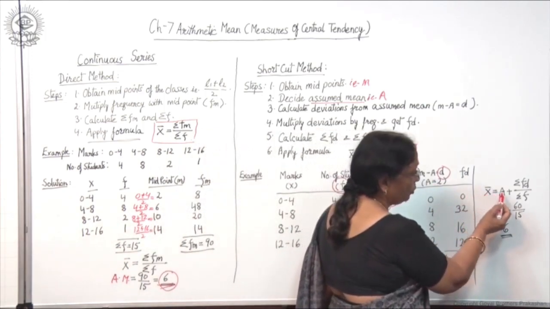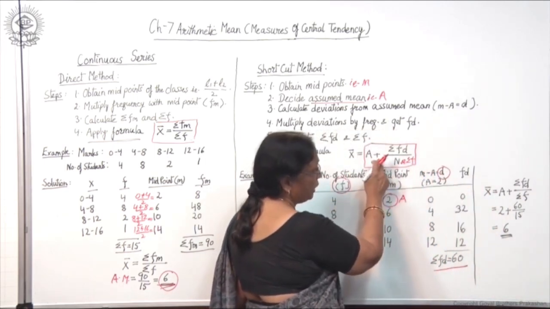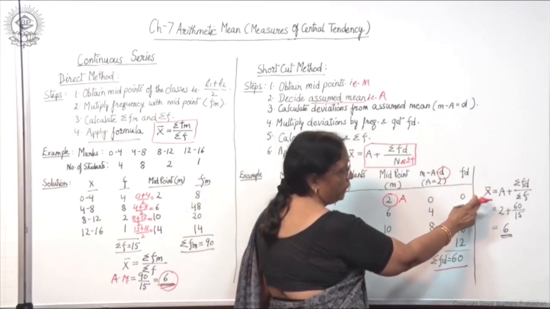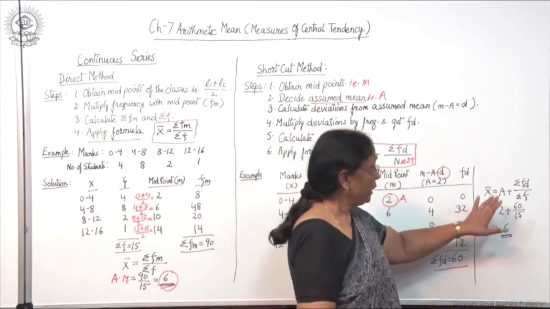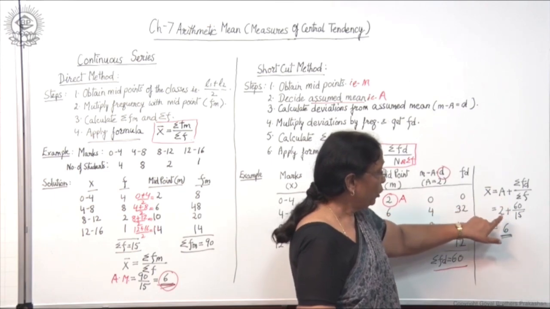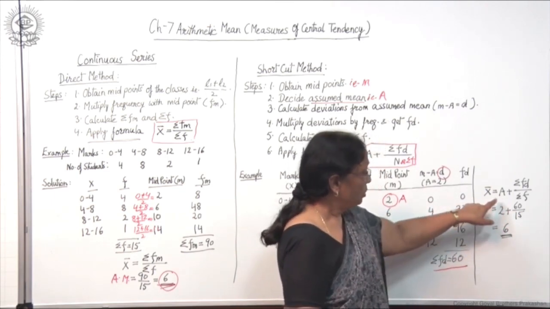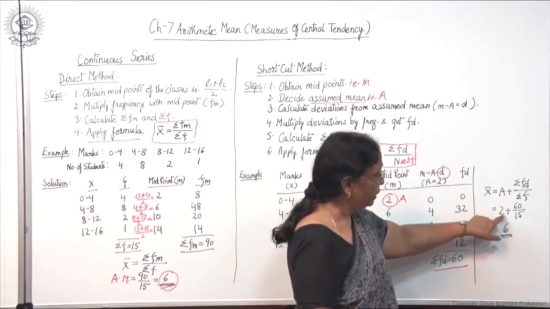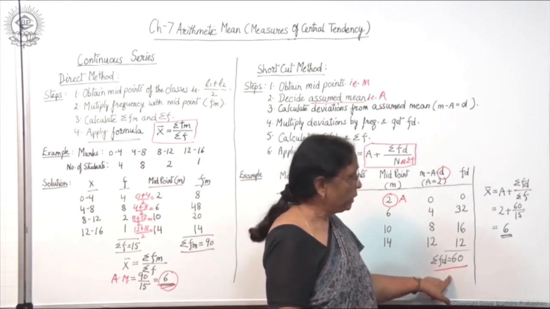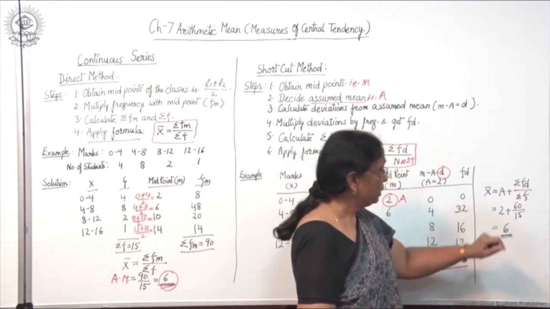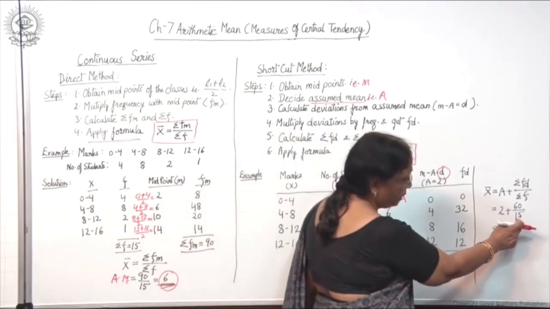X bar is equal to A plus sigma FD upon sigma F. Again see, this same formula I have written down over here. The same formula you learned, you have to apply for the particular method. Correct formula you have to use. Now here we have taken A as 2, so you will write down 2 over here, plus sigma FD is how much? This is 60, so you will write down 60 here. Then sigma F is 15. You will write down 15 here.